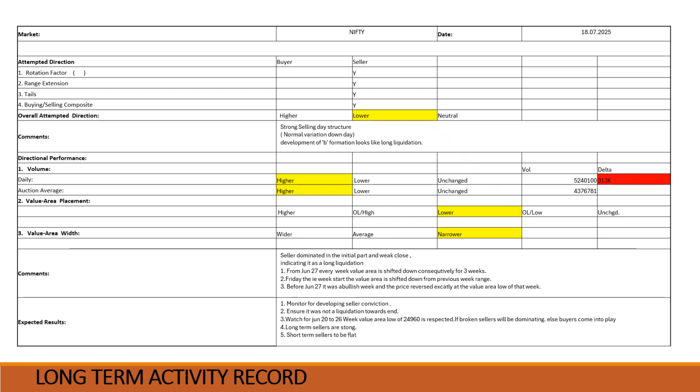But for the next day, as a long liquidation occurred, there can be a continuation of that, or whether continuation is there, we have to observe before taking a short trade. So that was my view for the day.